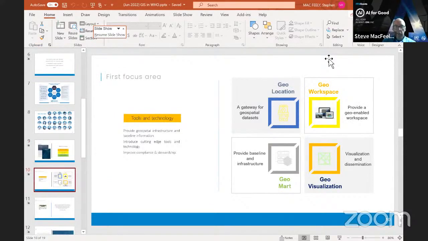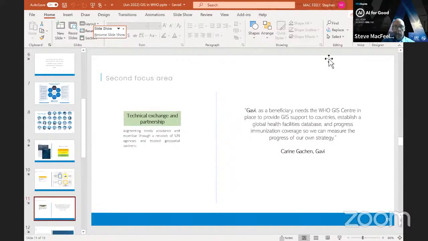So if we look at tools and technologies, the areas that we're really trying to develop is build a gateway for geospatial data sets. So building a one-stop shop, provide geo-enabled workspaces. So helping everybody to use the technologies and tools, provide a baseline and infrastructure, which we call the GeoMart, and then to try and capitalize on the visualization so that we can make dissemination interesting and exciting, which will hopefully make it usable, but make it more attractive to people to use as well.